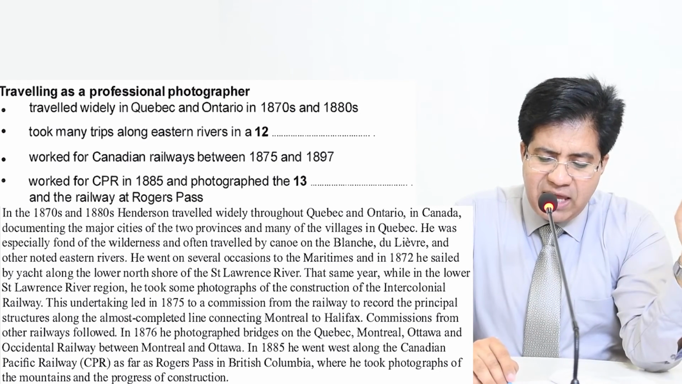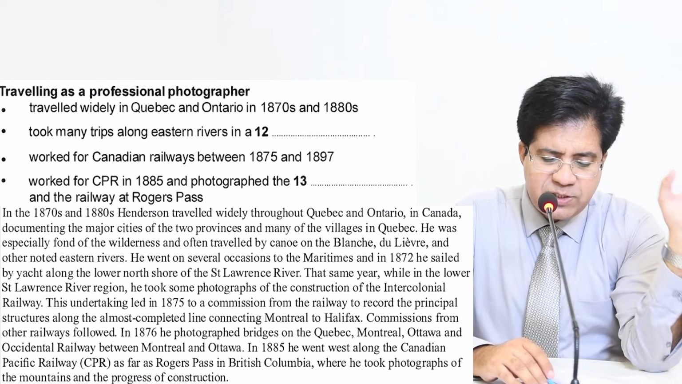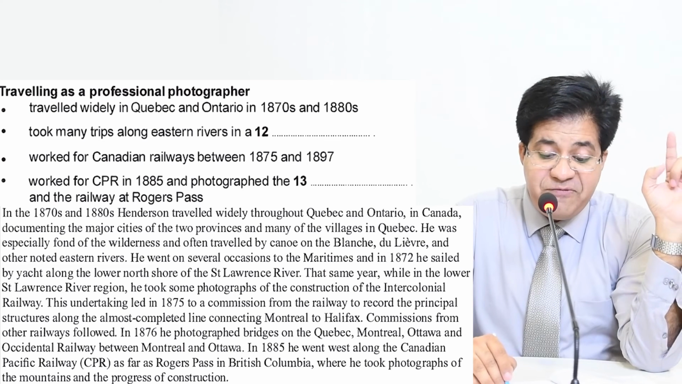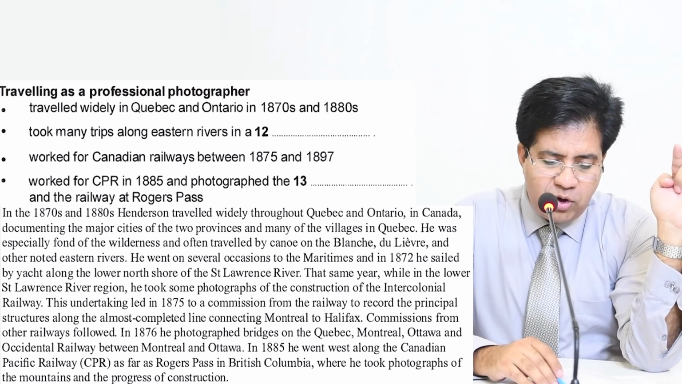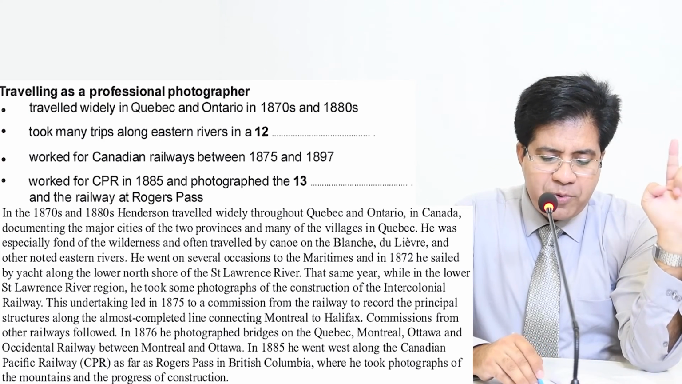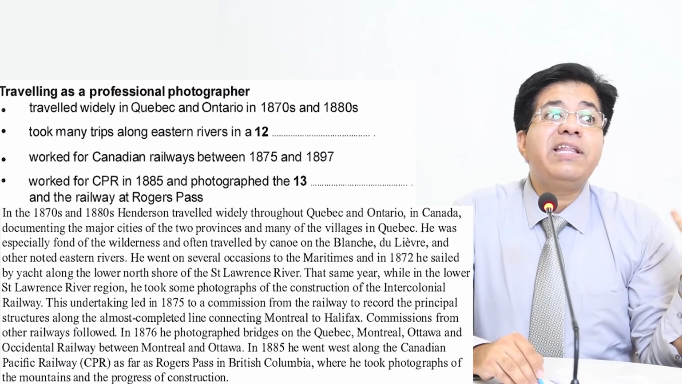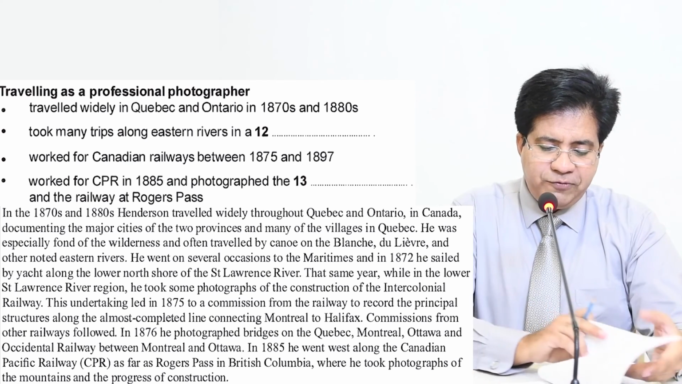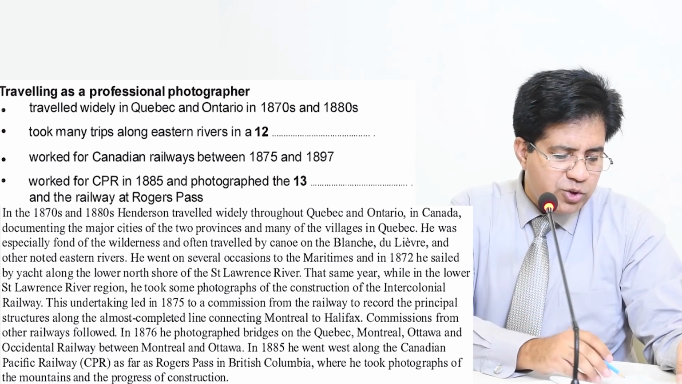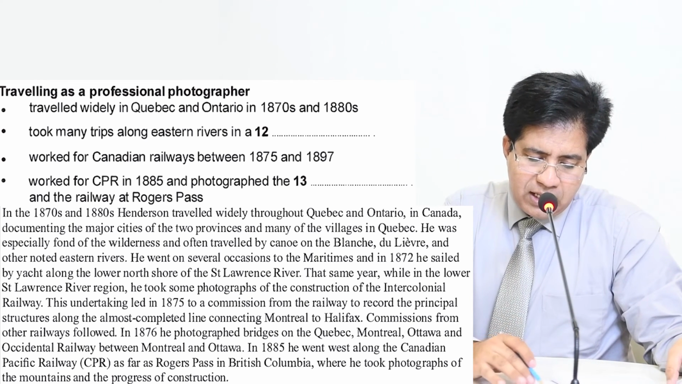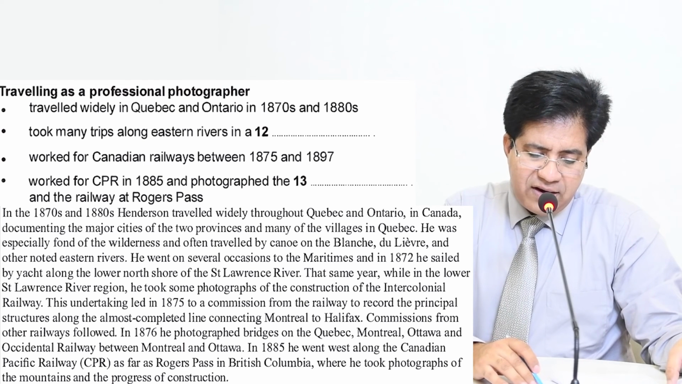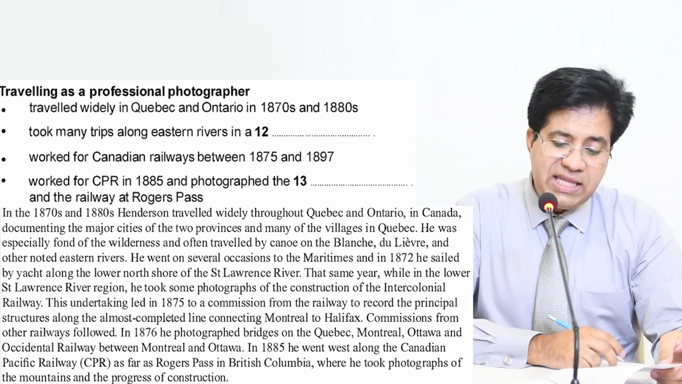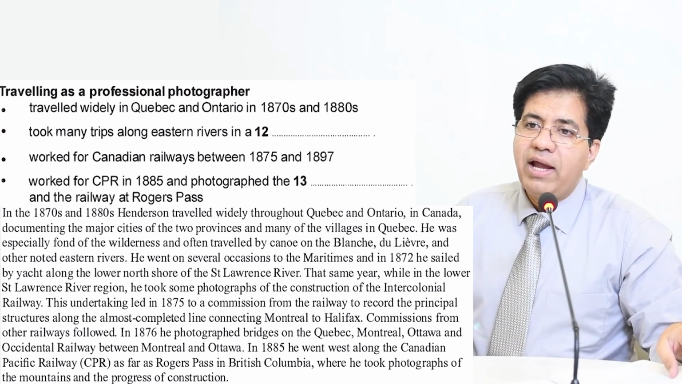In 1885, he went west along the Canadian Pacific Railway as far as Rogers Pass in British Columbia, where he took photographs of the mountains and the progress of, and what were they constructing? Railways. They were constructing the railways. So for progress of construction, they use the word here, railways, at the railway, and along with that he took the photos of mountains. So mountains will be the right answer, okay?